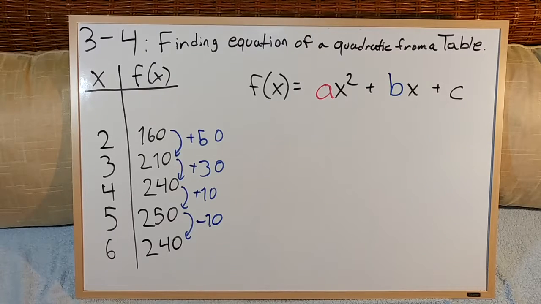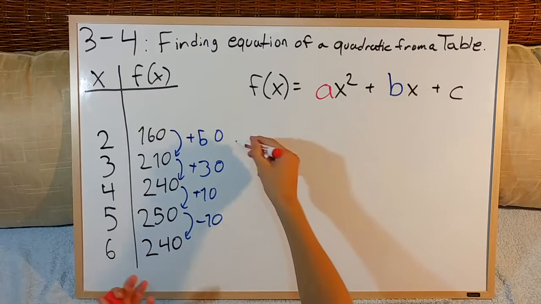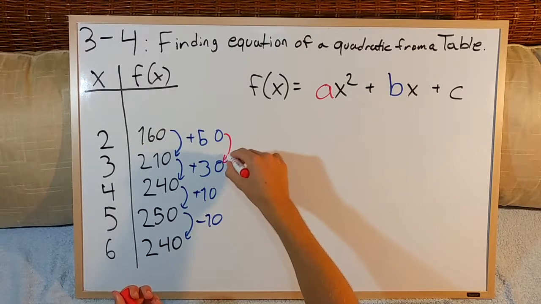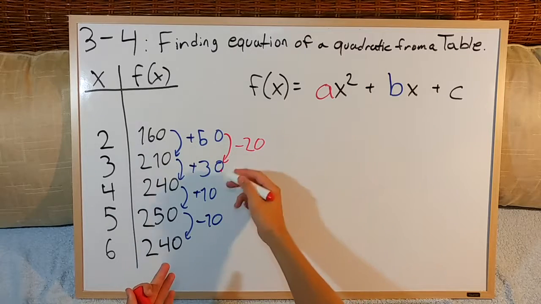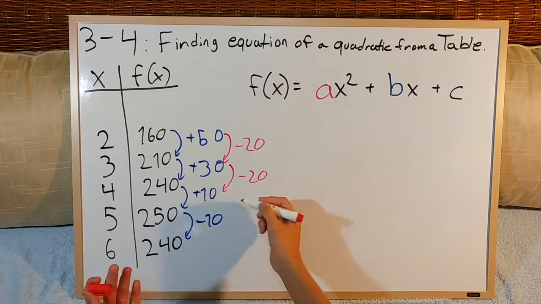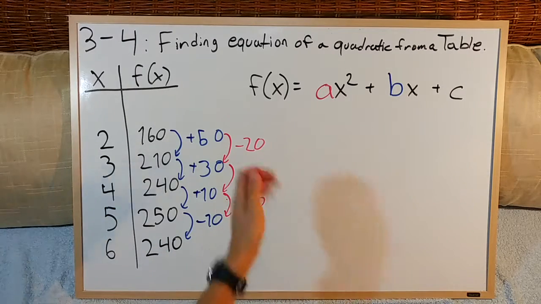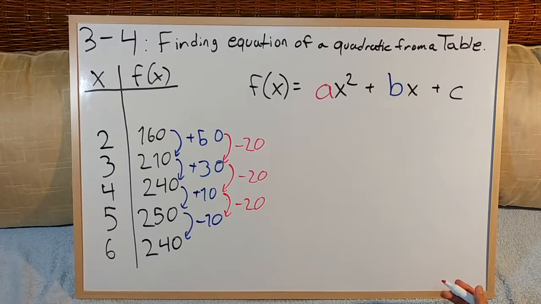So what is the second difference now, which is what we're interested in? Well, from 50 to 30, we subtract 20. Minus 20. And from 30 to 10, we also subtract 20. And from 10 to negative 10, we subtract 20. This is the second growth. And with a constant second growth, this is a quadratic function. We just proved that this is quadratic.